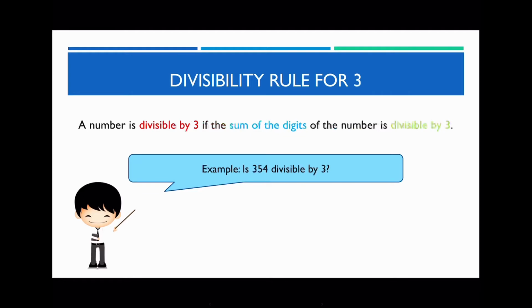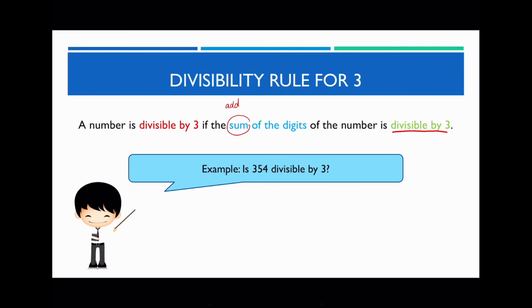Alright, on the other hand, this is a bit new to you guys. So the divisibility rule for 3, we say that a number is divisible by 3 if the sum, so the word sum means if you add up all the digits of the number, that number should be divided by 3 without any remainders.